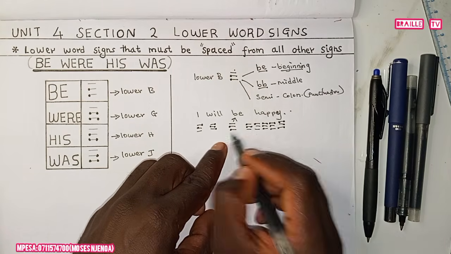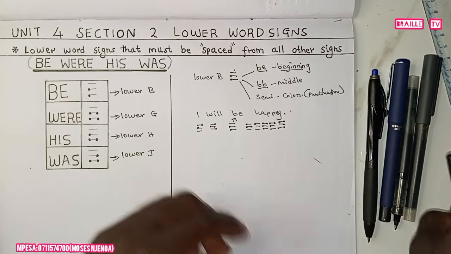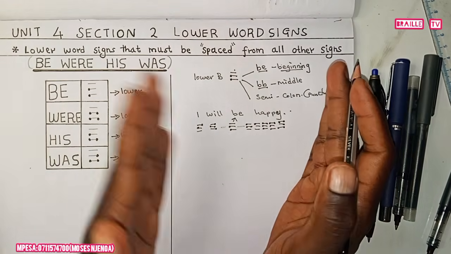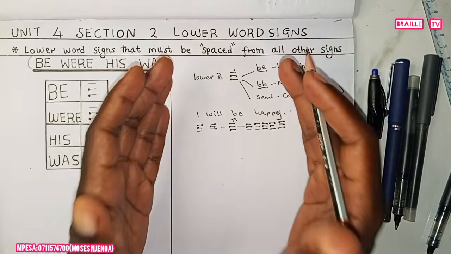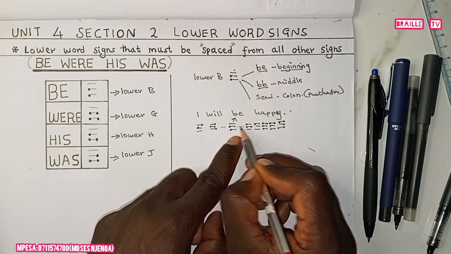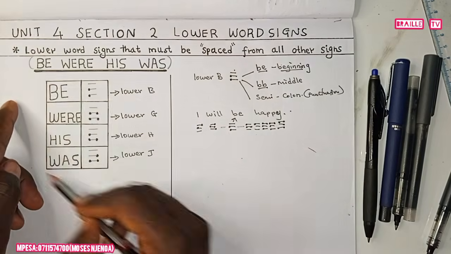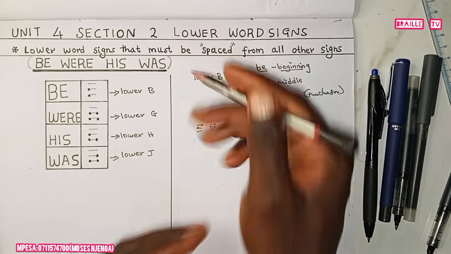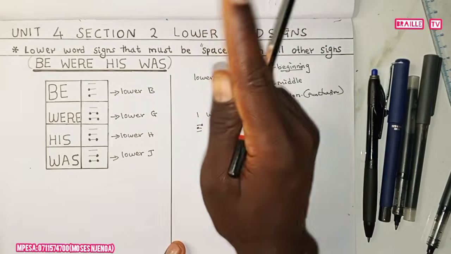So our stress is here. You can see very clearly that this b must be spaced from all other signs. In other words, it must be standing alone, spaced on this side and spaced on this side. So all these signs must be spaced for them to be used as word signs. That is the rule.